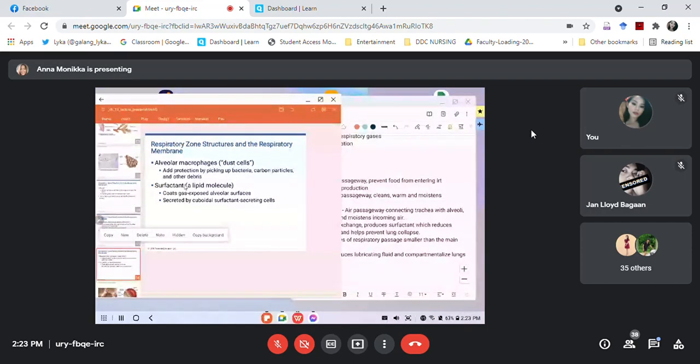Okay. So alveolar macrophages, or what you call dust cells, add protection by picking up bacteria, carbon particles, and other debris. Surfactant is a lipid molecule that coats exposed alveolar surfaces. It is secreted by cuboidal surfactant-secreting cells.